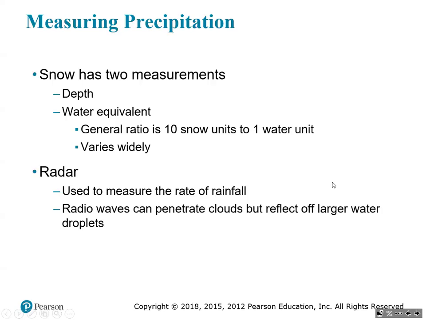You can also use radar to measure the rate of rainfall, because radio waves can penetrate the clouds but will reflect off of larger water droplets. You can basically measure the amount of falling water in the clouds and use that to figure out how much rainfall has happened. And this is convenient because it can be done basically remotely.